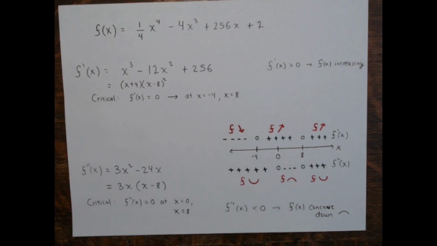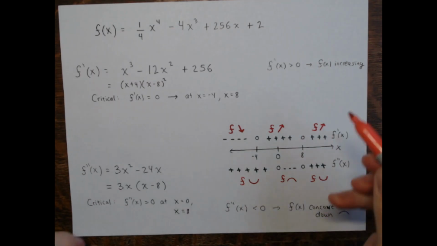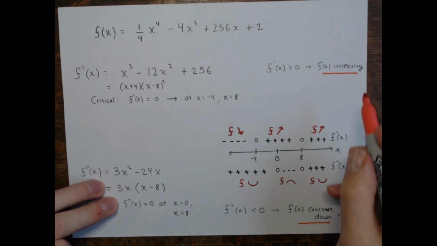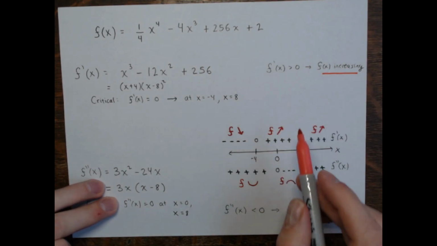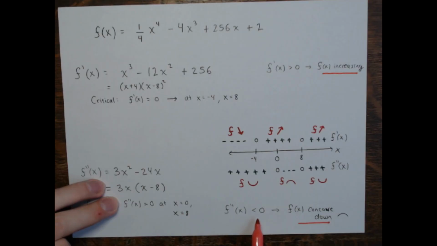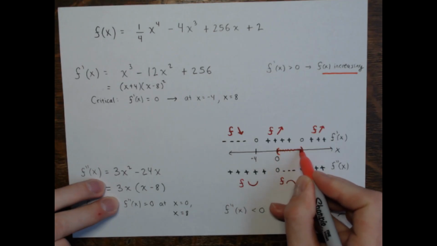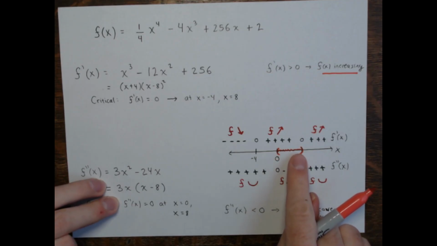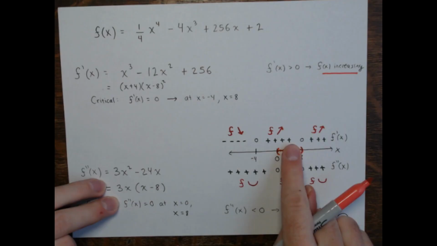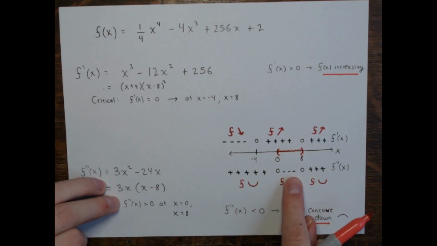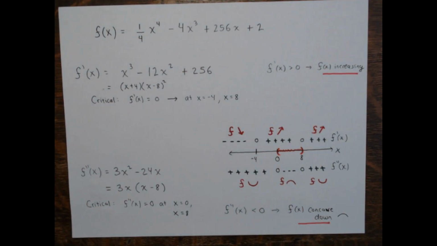So we're looking for where both of these things happen, where the function is increasing and where the function is concave down. So where the first derivative is positive and at the same time the second derivative is negative. So that's happening in here, from 0 to 8. See, from 0 to 8, the first derivative is positive, so the function will be increasing, and the second derivative is negative, so it'll be concave down. And that is the only interval where f prime is positive, and at the same time, f double prime is negative.